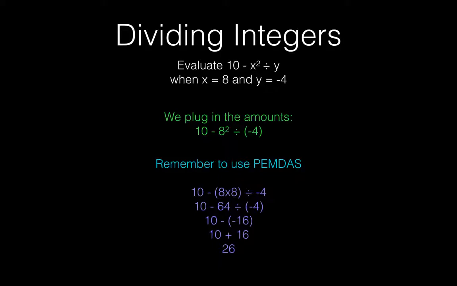So then it's 10 minus a negative 16. When you have two negative signs, remember, we change them to positive, or you add the opposite sign of negative 16, which is 16. 10 plus 16 equals 26.